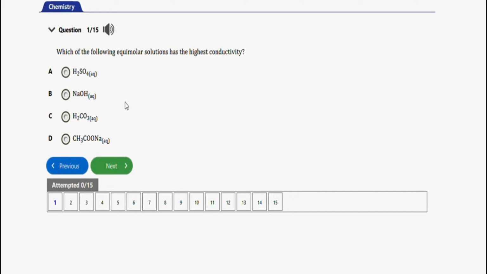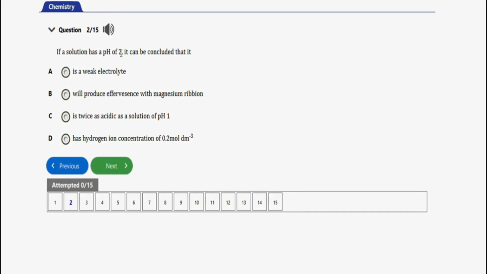Okay, so the next question will be this one. It says if a solution has a pH of 2, it can be concluded that it is a weak electrolyte. No. Will produce effervescence with magnesium ribbon. Is twice as acidic as a solution of pH 1. No. Has hydrogen ion concentration of 0.2 mole per dm cube. No. So the right option will be option B. Will produce effervescence with magnesium ribbon.